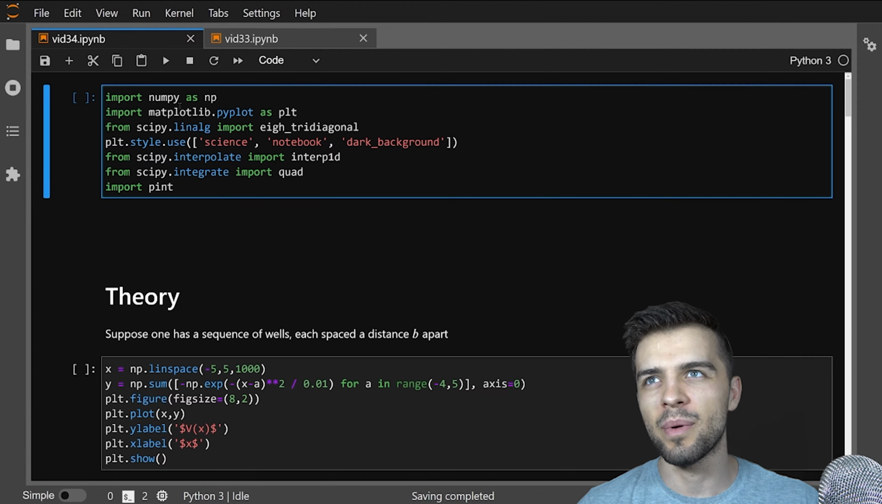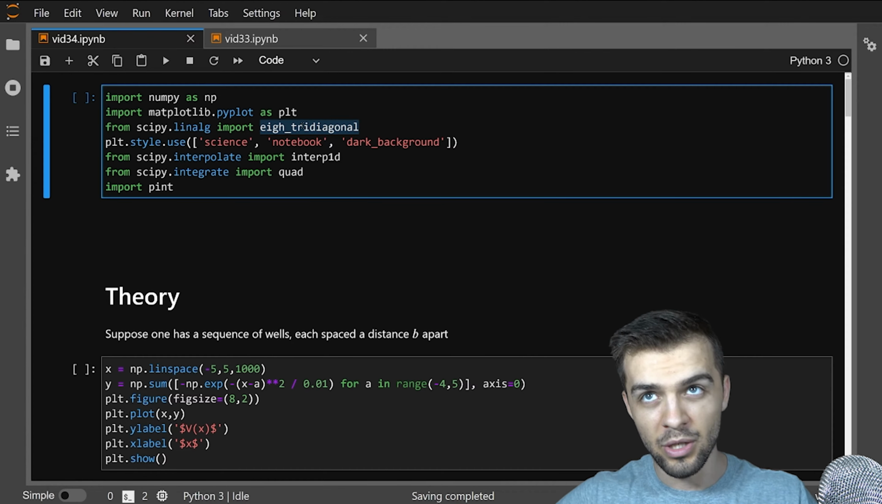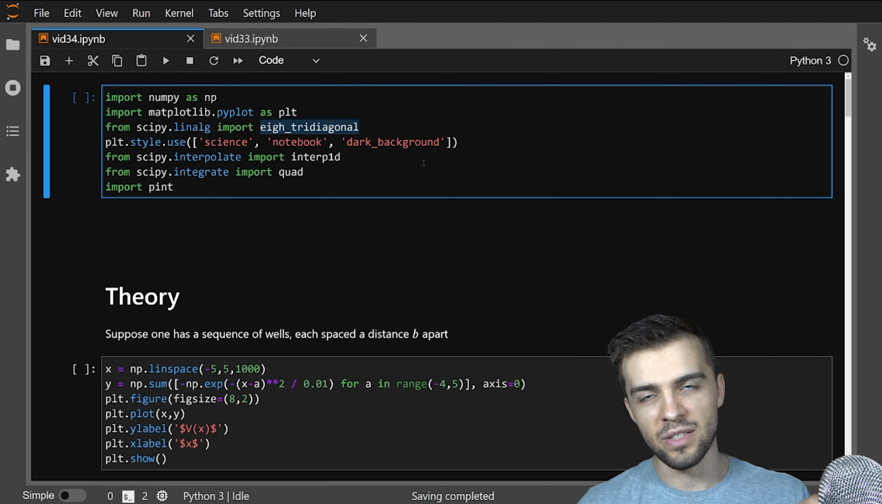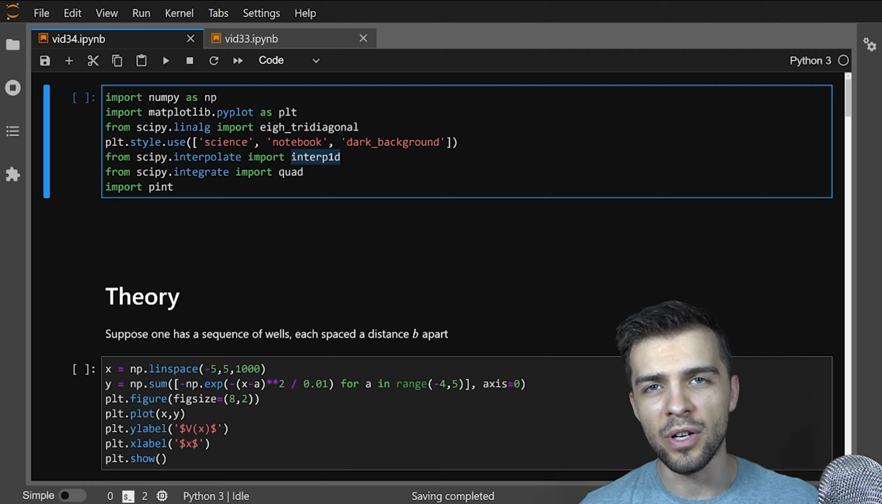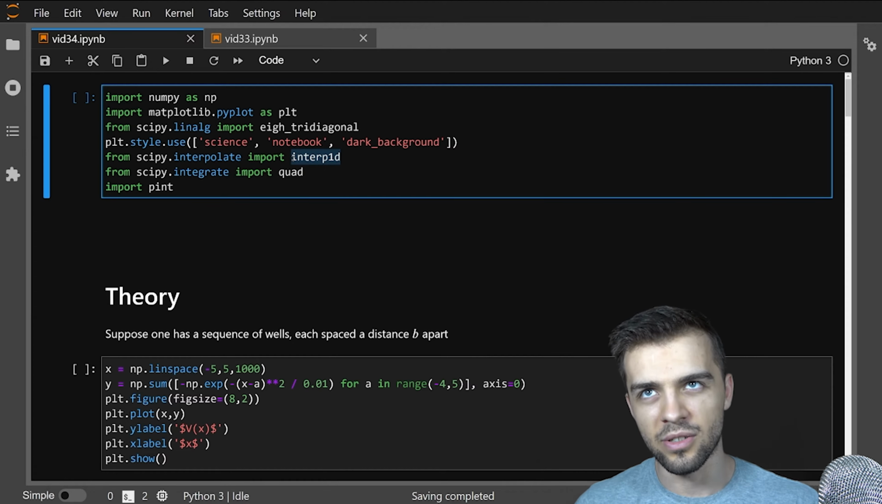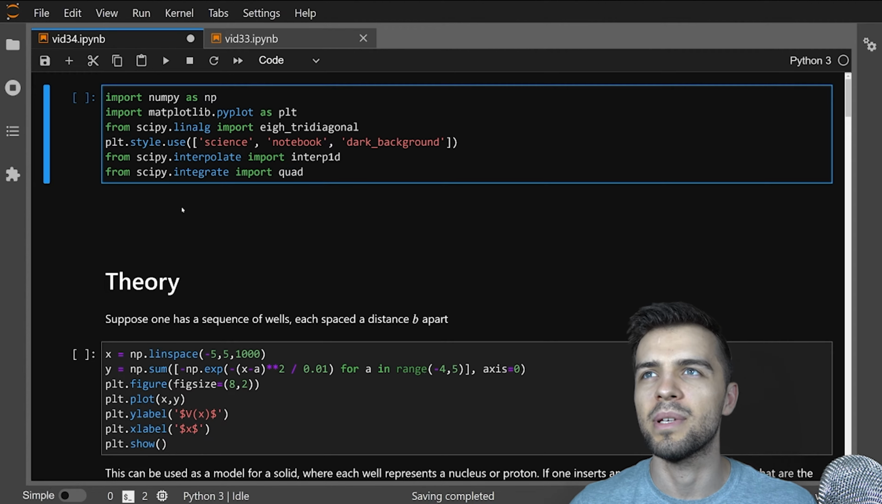So for packages today, we've got NumPy and Matplotlib. We're going to be doing some stuff with matrices. So this is solving for the eigenvectors and eigenvalues of a tri-diagonal matrix. We did this actually in the last video on the finite square well. And then a little bit of interpolation of functions because we'll need to solve integrals, and it turns out that having an interpolation will come in handy. Quad for solving integrals, and I don't need this. This should not be there.